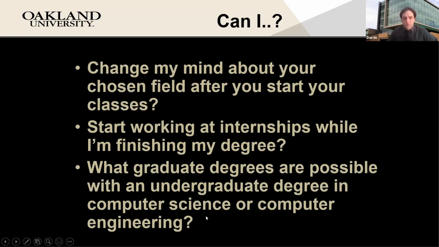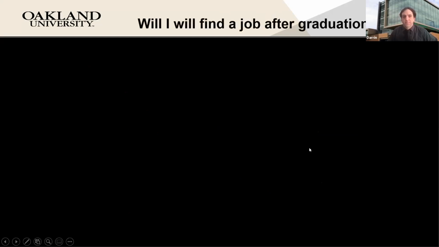What graduate degrees are possible with an undergrad in computer science or computer engineering? Many. There are, of course, graduate degrees in those areas. And a lot of times people will get graduate degrees in other areas where they apply things. They might do software for psychology, so they might get a graduate degree in psychology, for example.